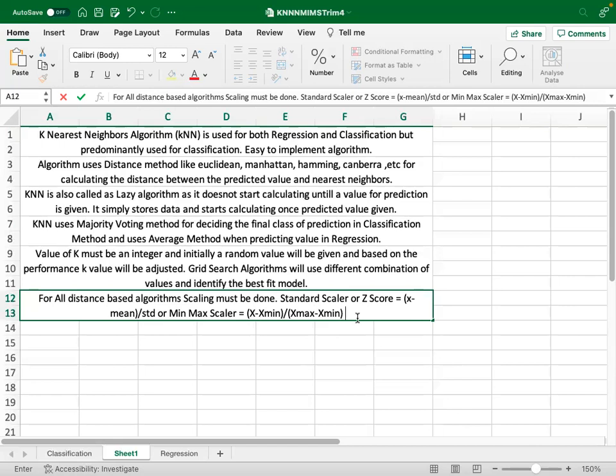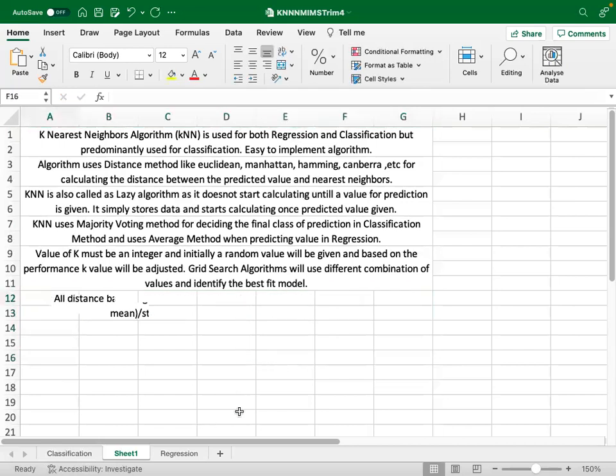So before you run a distance algorithm, be it KNN or K-means, you have to scale the data. Either use the standard scaler, the most preferred scaler, or min-max scaler, or normalization has to be done.